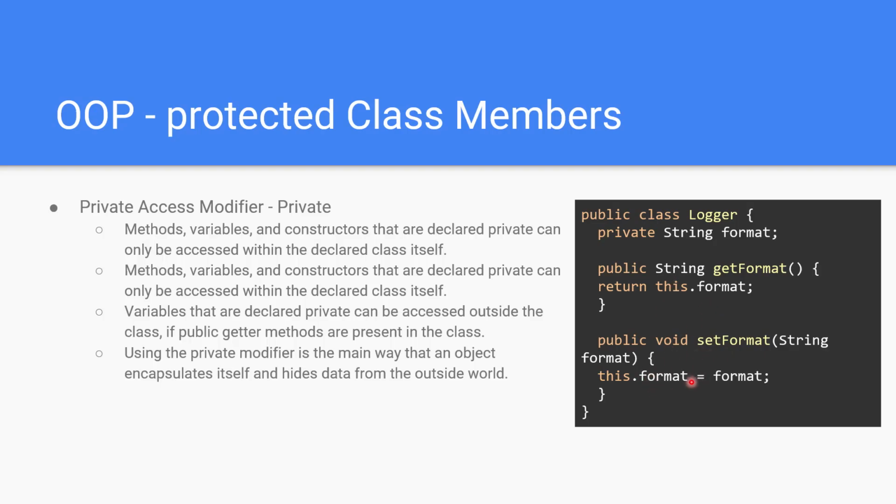We can instantiate the logger class and then call set format and set the value of format. And then we can, again, instantiate the logger class and then call get format in order to return the value of format. Using the private modifier is the main way that an object encapsulates itself and hides data from the outside world. So again, we talked about particularly private data or private attributes or private variables when we discussed encapsulation.